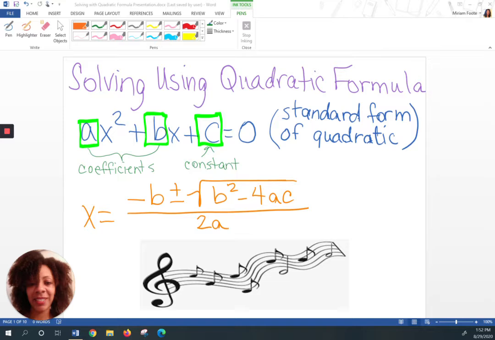Take it away. x equals negative b plus or minus square root b squared minus 4ac all over 2a. Awesome. Good job. Appreciate your help with that.